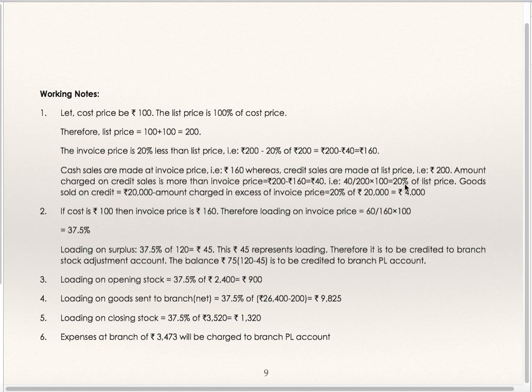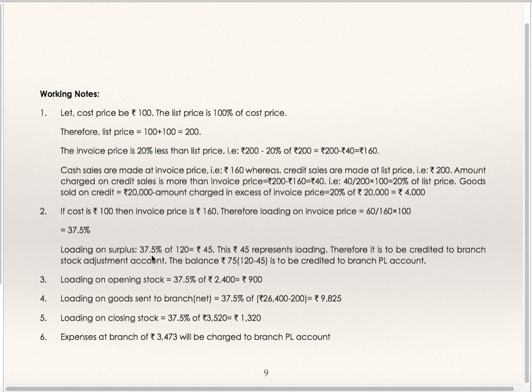So this is to be debited to branch stock account and it is to be credited to branch stock adjustment account, so that your branch stock will be at invoice price. If the cost is 100, then invoice price is 160, therefore loading on invoice price is 60 upon 160 into 100, 37.5% is loading on invoice price. They have calculated percentage, or in fraction 60 divided by 160, that is 6 upon 16. Loading on invoice price is 6 upon 16 or 37.5%.